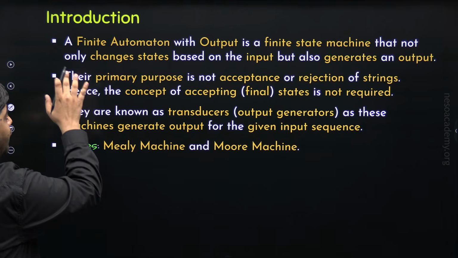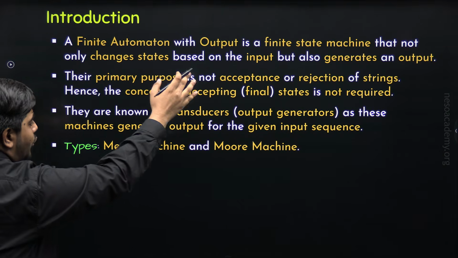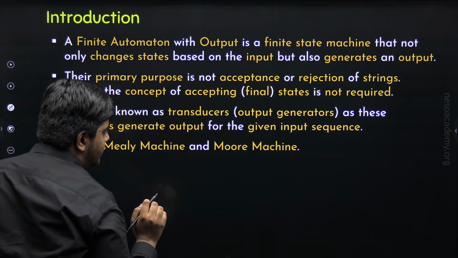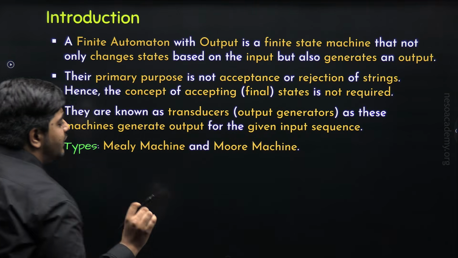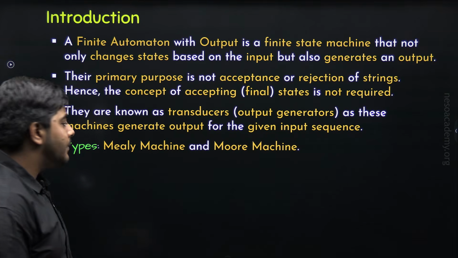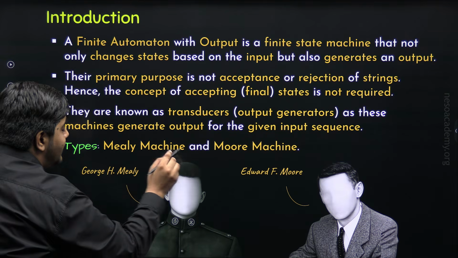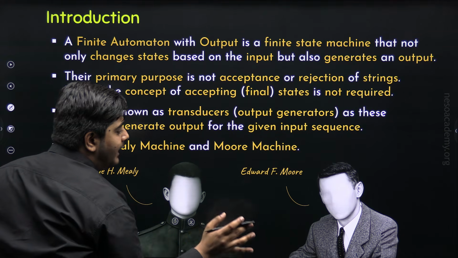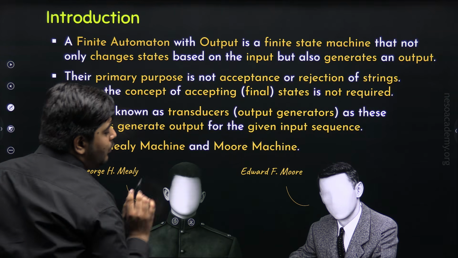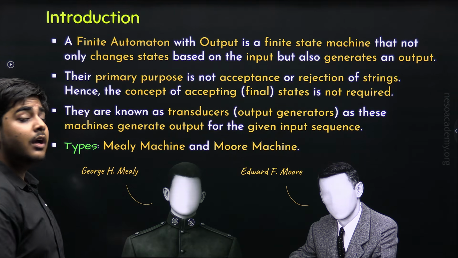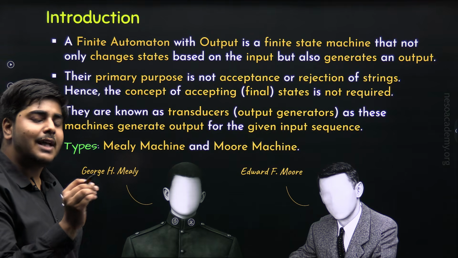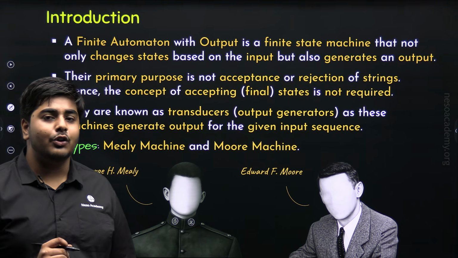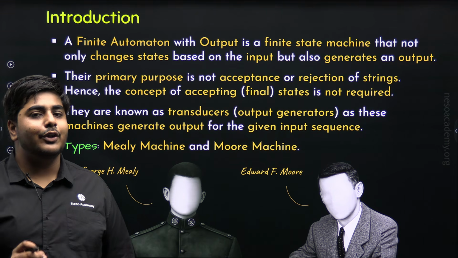The two types of finite automaton with output are Mealy machines and Moore machines. These two machines we will understand in our upcoming lectures. Mealy machines are named after George H. Mealy and Moore machines are named after Edward F. Moore. Both of them were great computer scientists and mathematicians. I hope a basic introduction of finite automaton with output is clear to you.